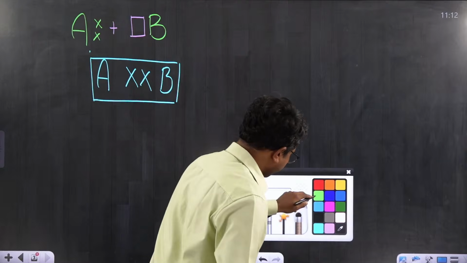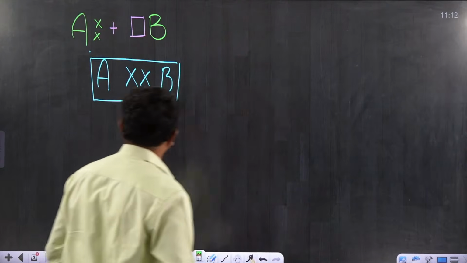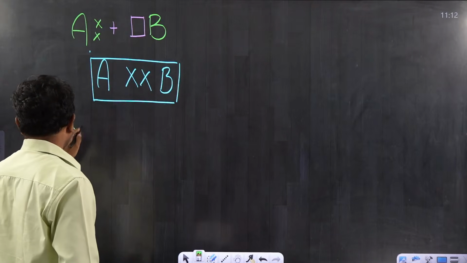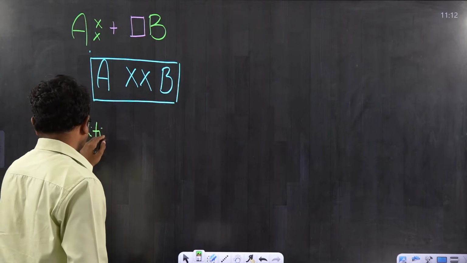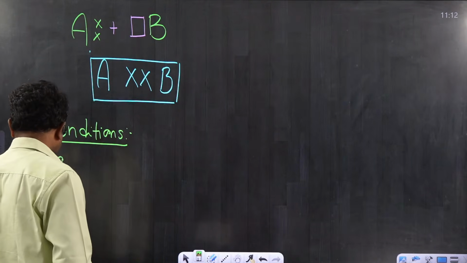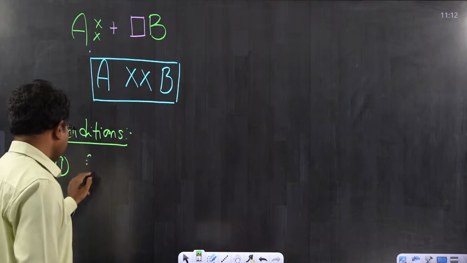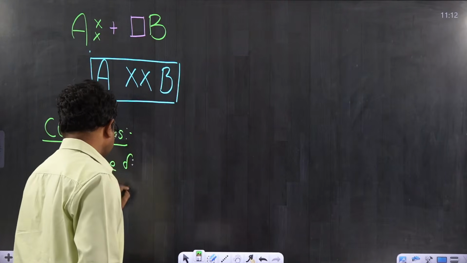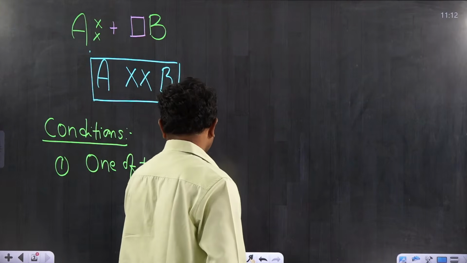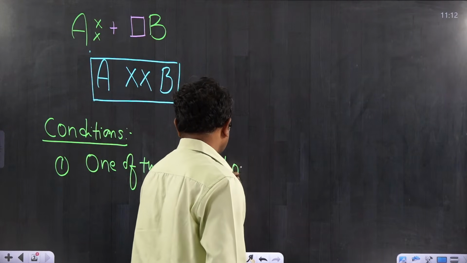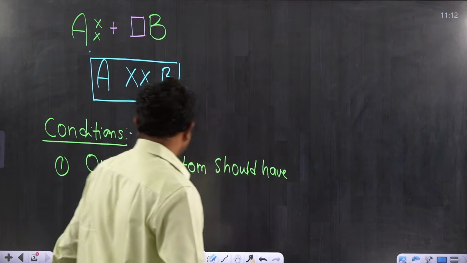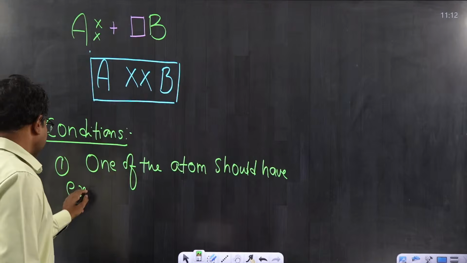Let's move on to the discussion about the Dative bond. A few important points we'll study. What are the important conditions for formation of a Dative bond? As I mentioned already, the first and foremost condition is that one of the atoms should have excess electrons.